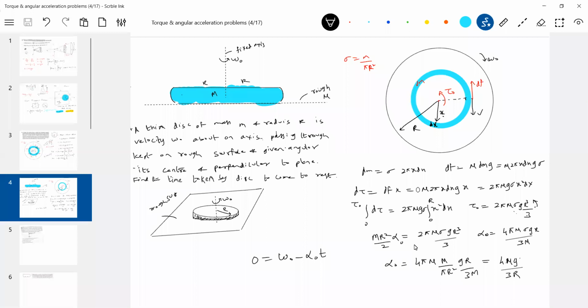They may ask you angular acceleration or different ways of just asking a few fundamentals. I don't think so. This is something very big here. Just substitute here 4 mu g by 3r. You'll get the T, no? This will be the answer. Substitute alpha naught here. That will be the answer.